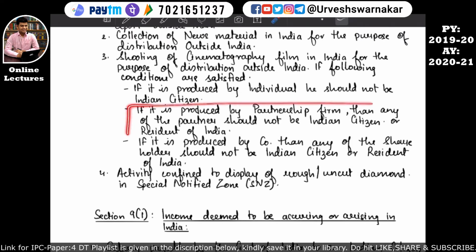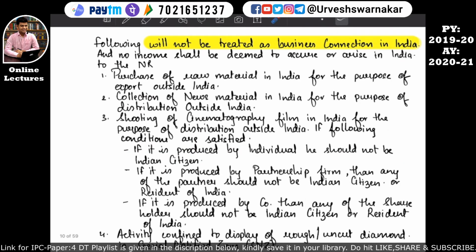So if this is the case, then it will be considered as the assessee is having a business connection in India. But it will not be considered as having a business connection if it is produced by a partnership firm where the partners are not an Indian citizen or a resident of India. I hope this is quite clear. Let's move on to next point.